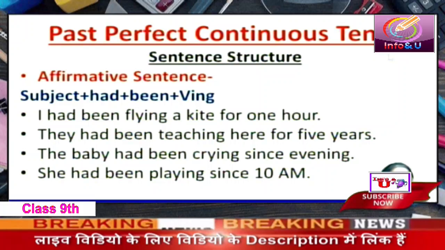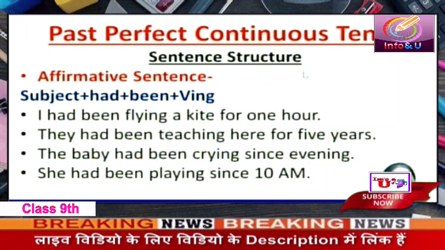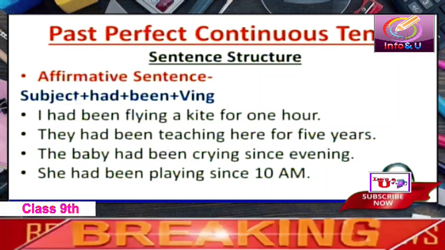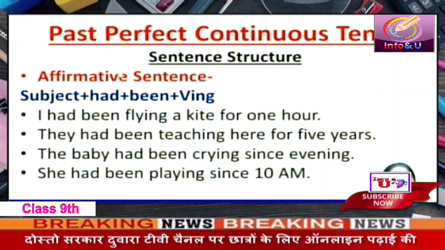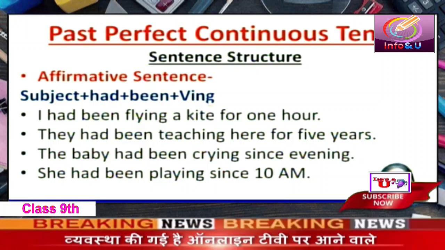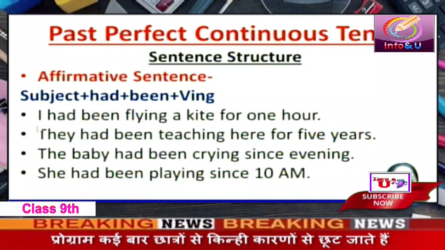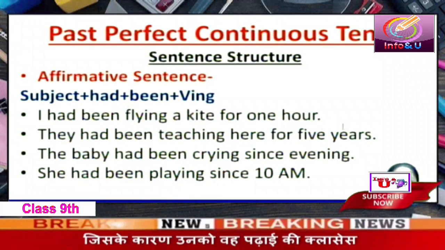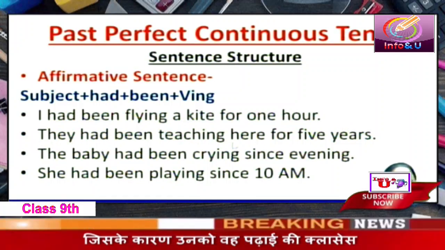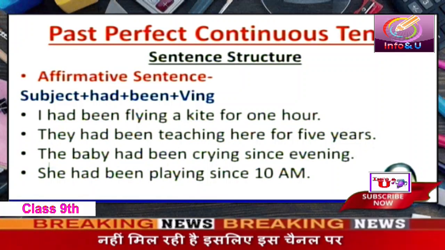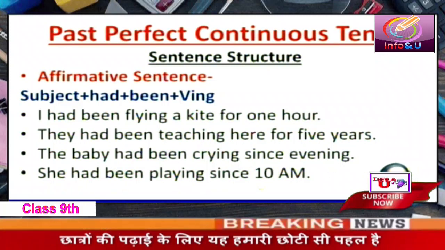Now past perfect continuous tense. The sentence structure for affirmative sentences: subject plus had plus been plus ing form of the verb. Had is used with all the subjects. I had been flying a kite for 1 hour. They had been teaching here for 5 years. The baby had been crying since evening. She had been playing since 10 a.m.